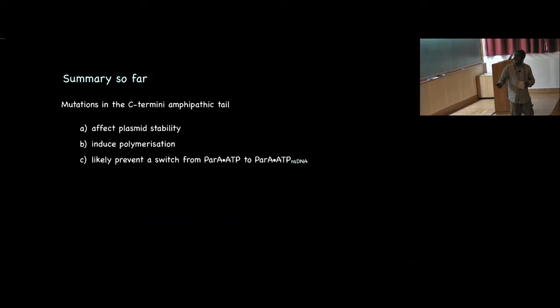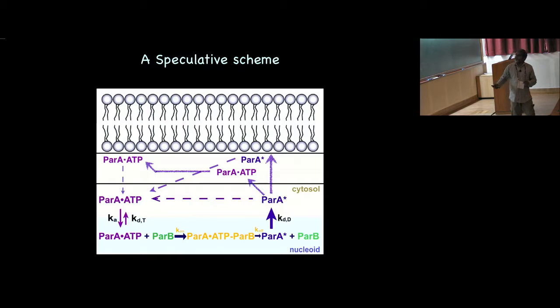So they definitely affect plasmid stability. These mutations induce polymerization, and they likely prevent a switch between this ParA ATP-bound form to a form of the ParA ATP that cannot bind the chromosomes. So whether the membrane binding can account for this time delay is something that we are tinkering with. If a small fraction, or what fraction, goes to the membrane, can you get this time delay, and eventually can you get the symmetry breaking and directional movement of these plasmids?